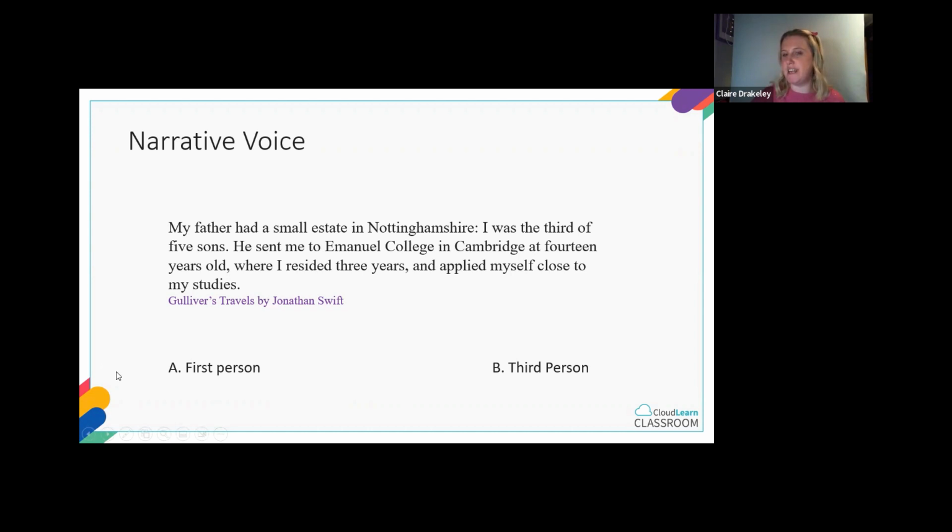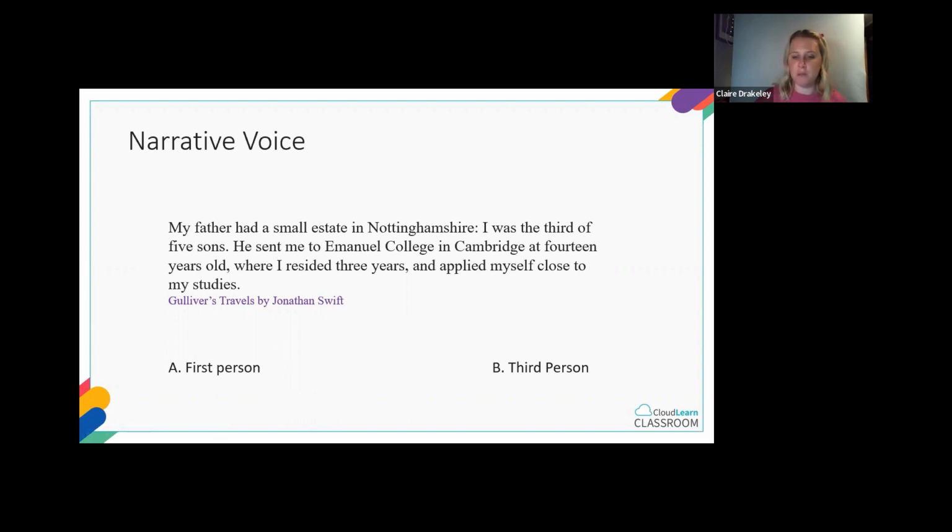So this is an extract taken from Gulliver's Travels by Jonathan Swift, and it says, "My father had a small estate in Nottinghamshire. I was the third of 5 sons. He sent me to Emmanuel College in Cambridge at 14 years old, where I resided for 3 years and applied myself close to my studies."